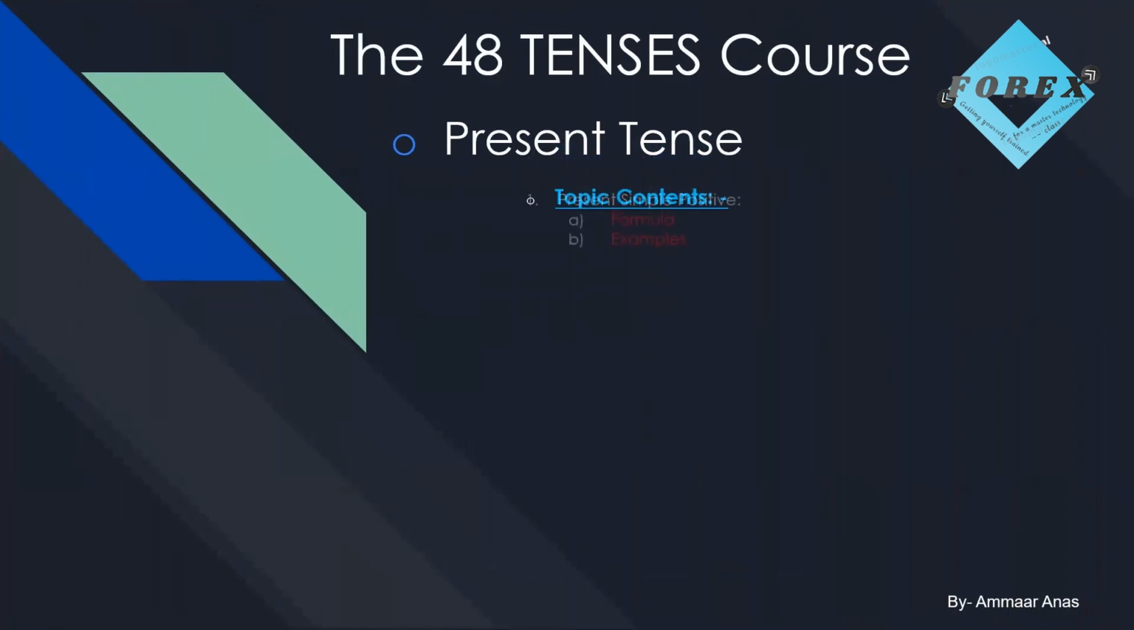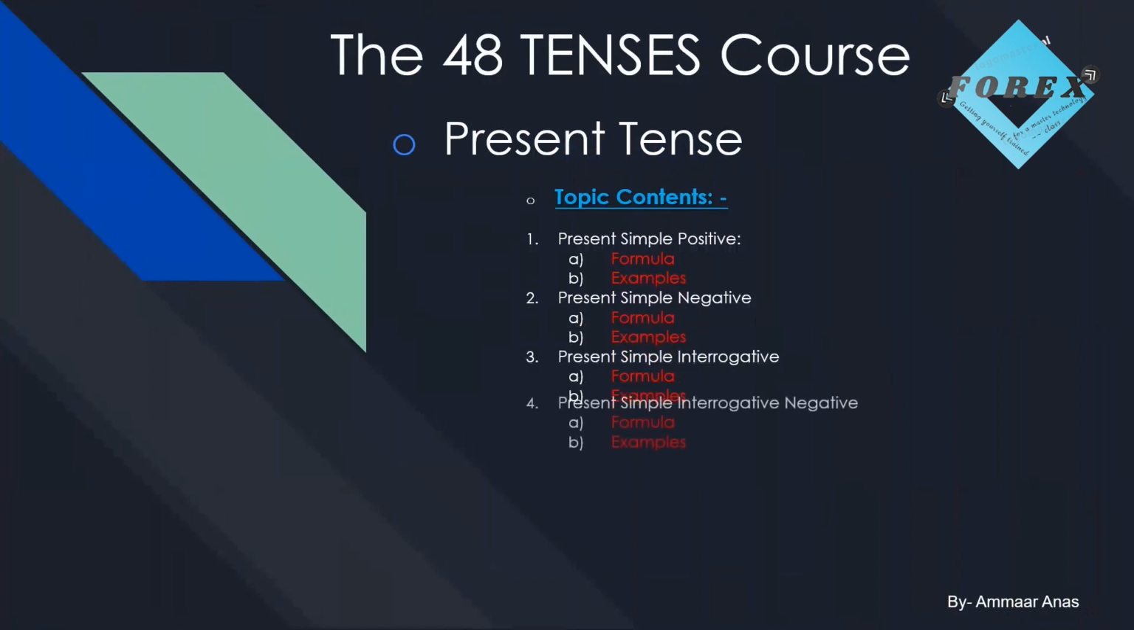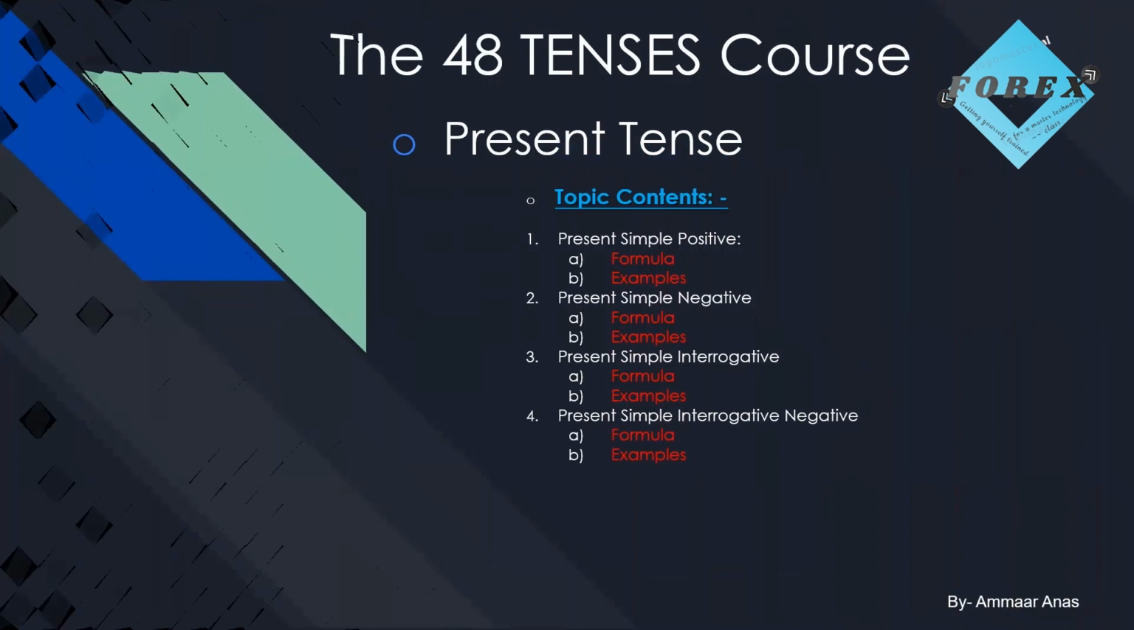From the present tense we have four contents: the present simple positive, present simple negative, present simple interrogative, and present simple interrogative negative. So as you know, we have four forms. But today what we'll be looking into is the present simple positive tense, purely that.